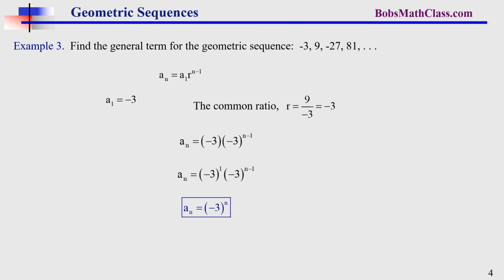It was important to keep the negative 3 in the parentheses because we have an exponent. Not having the parentheses around it creates problems. So make sure each negative 3 has parentheses around it when you're working it out.